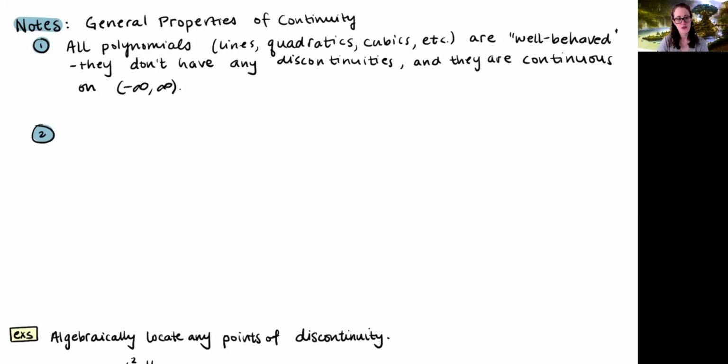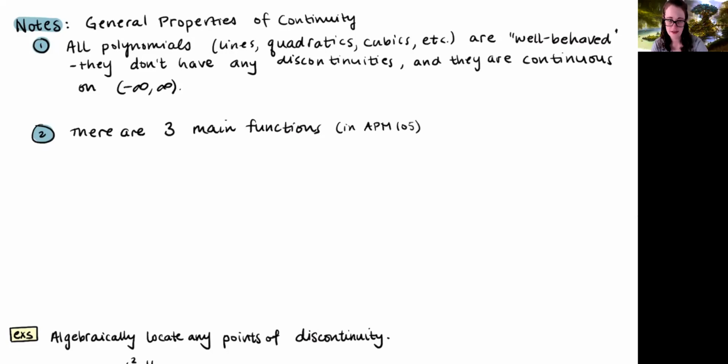There are a few main functions that we will see in APM 105 that can have discontinuities. So I'm just going to summarize those for you here. In APM 105, there are more, but we won't talk about certain kinds of functions in this class. We'll just keep it simple with polynomials and rational functions and piecewise functions. So there are 3 main functions in this class that can have discontinuities.